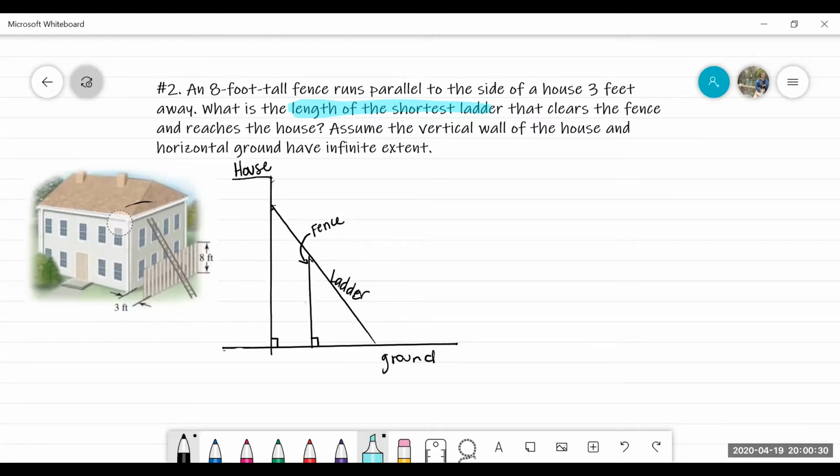According to the picture, though, we do have some values that we can plug in. So, for example, this distance from the house to the base of the fence is 3 feet. We also know the height of the fence, that's also 8. And then one thing that's really helpful to us is this distance right here, from here down to the ground. Let's call that y. And then I'm going to call the distance from the fence to the base of the ladder x, and the length of the ladder, L.